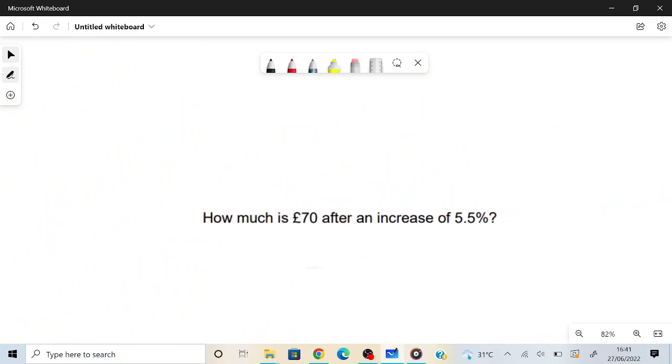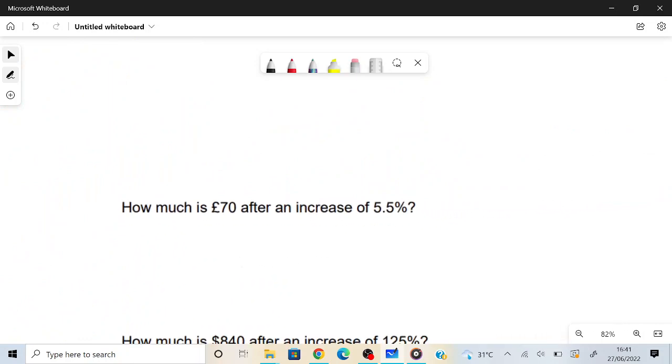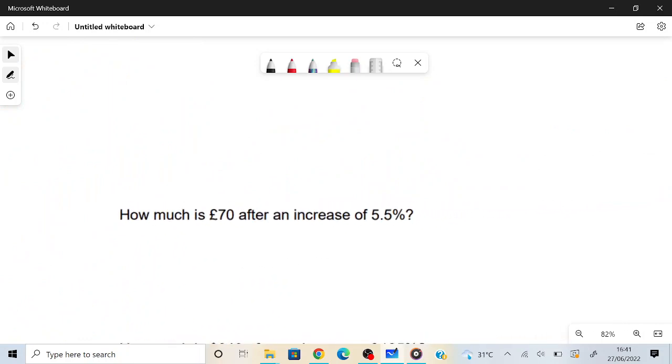On to the next example. This one asks, how much is £70 after an increase of 5.5%? Now there are two ways of doing this question. For this first question I will look at it in both ways, but for the remaining examples of this type I will just look at one, which I'm more comfortable in.